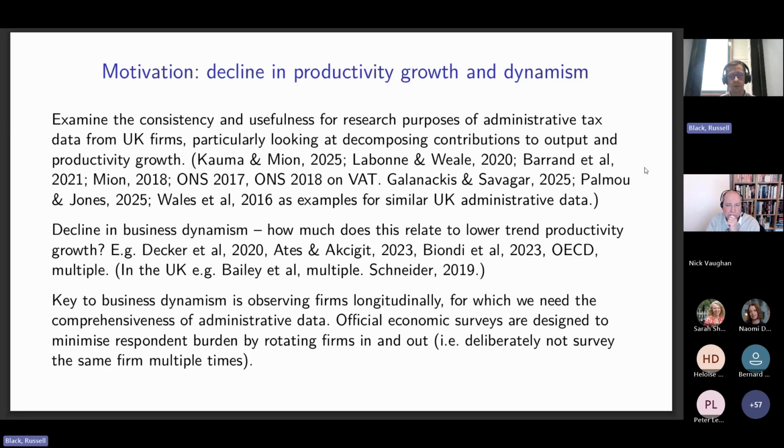For business dynamism, we care about observing firms at many points in time. We need to see how is the firm growing, how is the firm growing its employment share, how is the firm growing its productivity, how do these things interact?